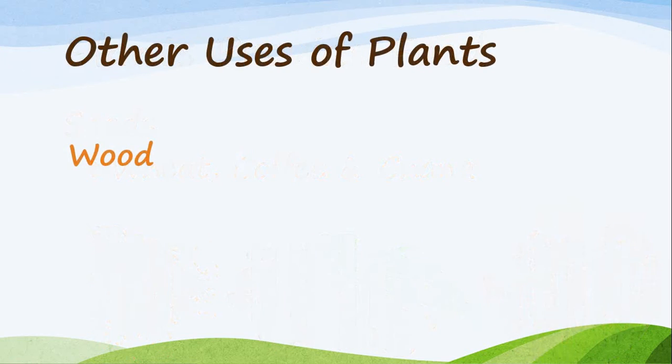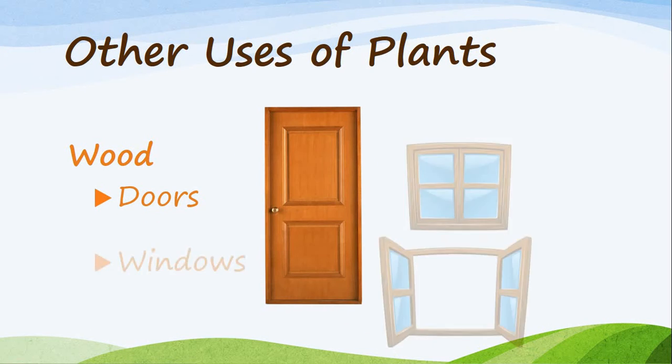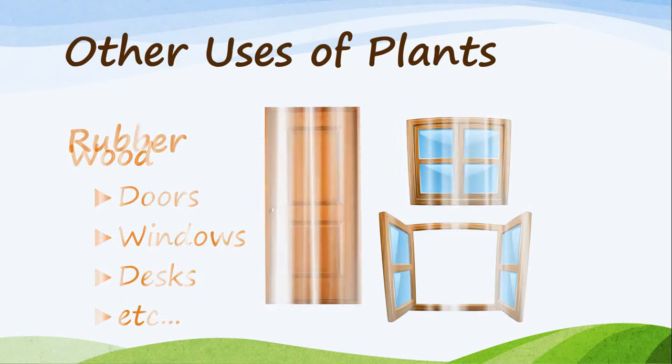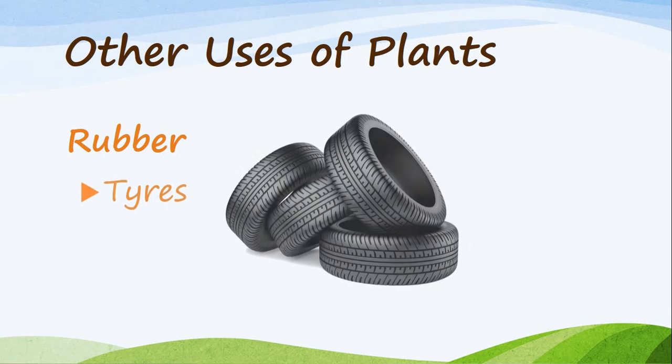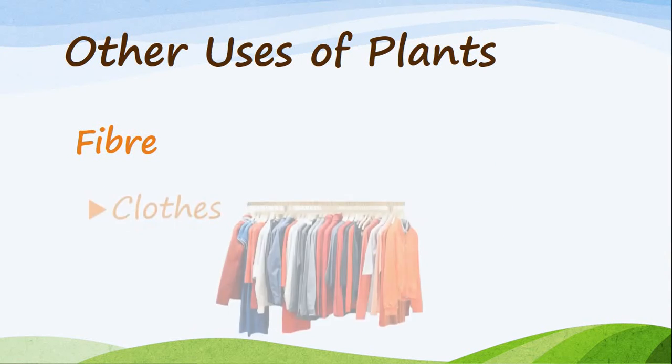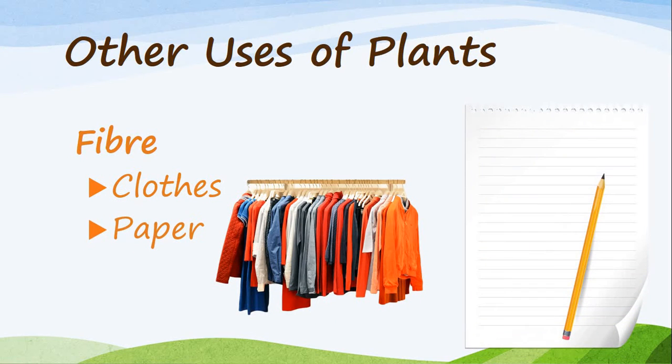Next, other uses of plants. We get wood to make doors, windows, desks, and other furniture. We get rubber to make tires and erasers. We get fiber to make cloths and paper to make books and notebooks. These are the products we get from plants.